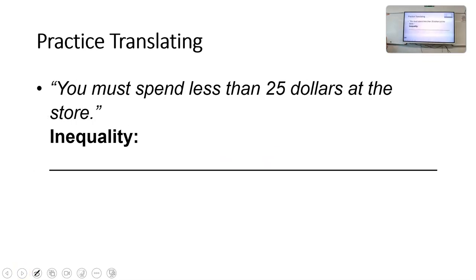You must spend less than $25 at the store. So you have to spend less than $25. It doesn't say at least or a minimum or a maximum, so it just says less than. So we're going to say x is less than $25. That would be like if you had $24.99. You can't spend $25 because you don't have it, but you could spend anything under $25.